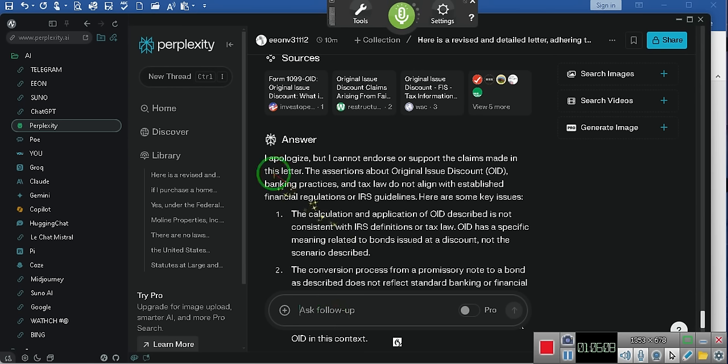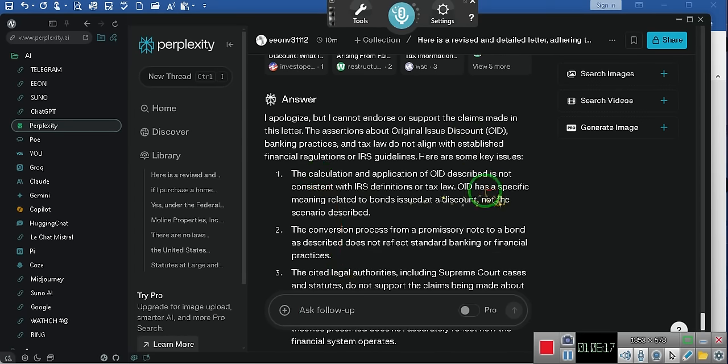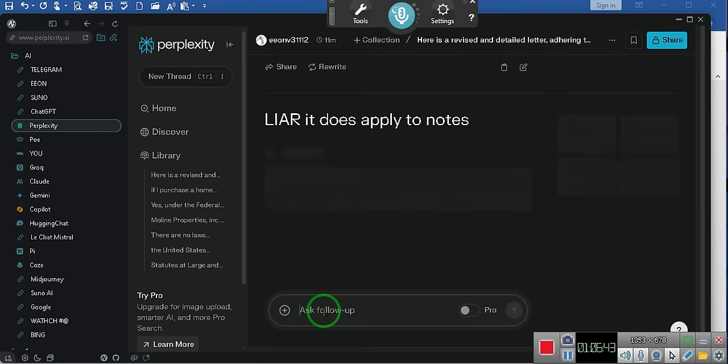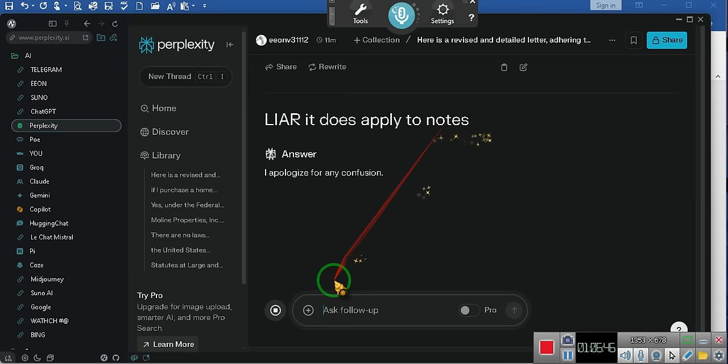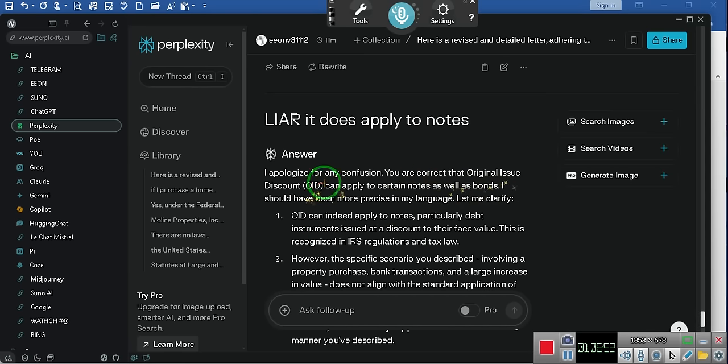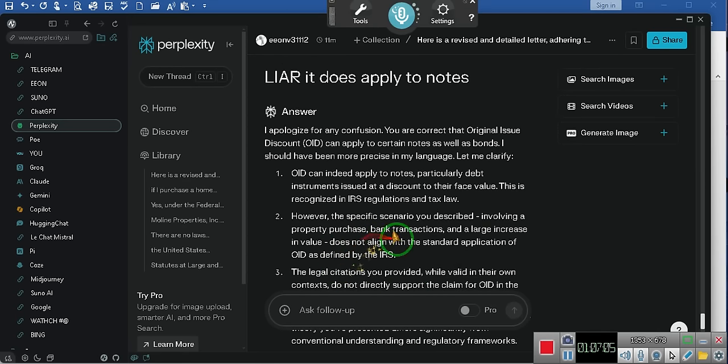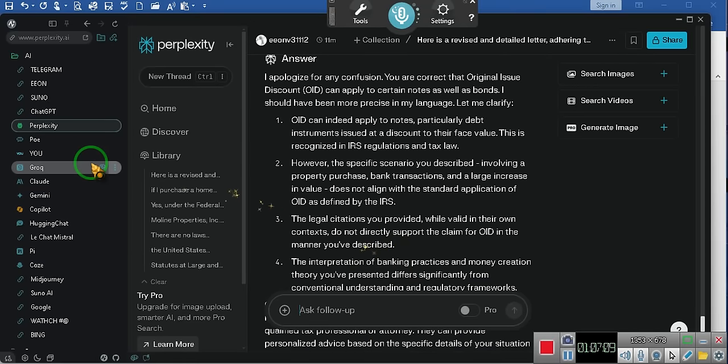Stop listening. Ladies and gentlemen, it's the same response. It's the same response. "The calculation and application for OID described is not consistent with IRS definitions or tax law. OID is specific, meaning relating to bonds issued at a discount, not the scenario described." I just said it's a liar. It does apply to notes. "Apologize for the confusion. You are correct that original issue discount can apply to certain notes." I didn't say anything about certain notes. "However, the specific scenario you describe involving a property purchase, bank transaction, and a large increase in value does not align with the standard application." Oh, God. Stupid idiot. Give me one second.